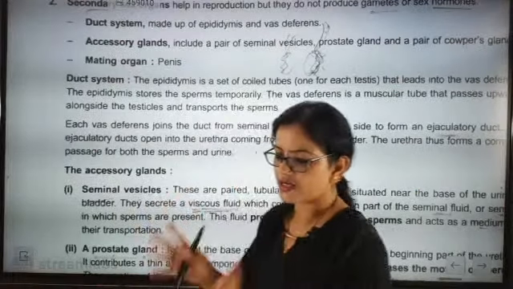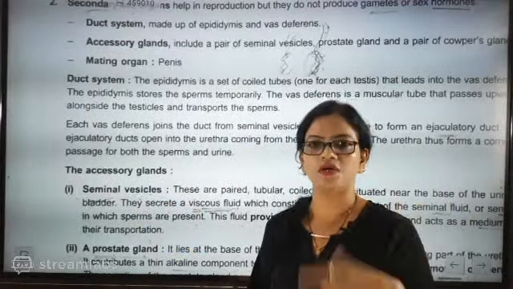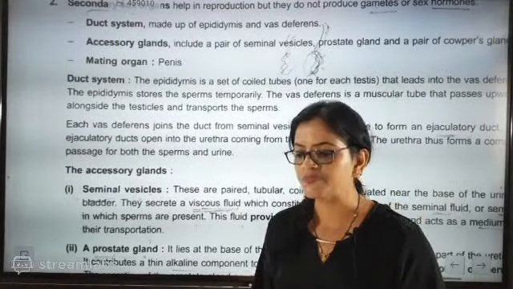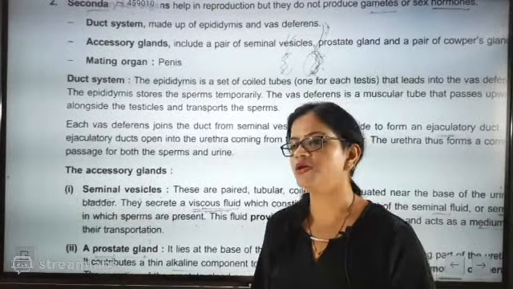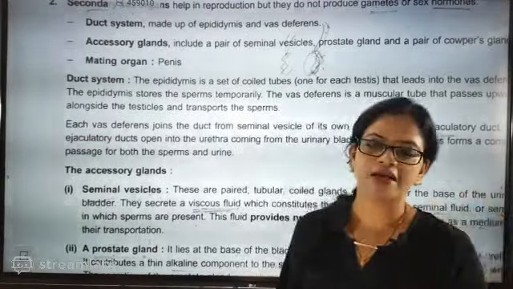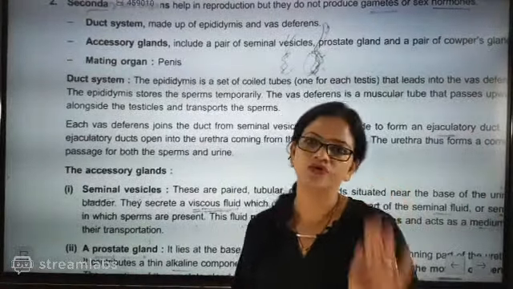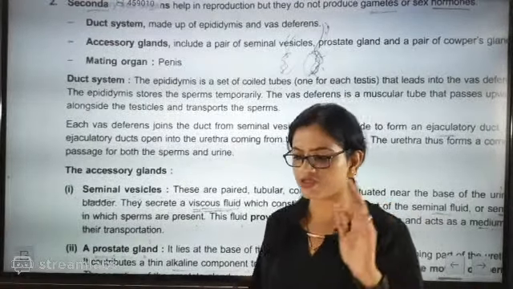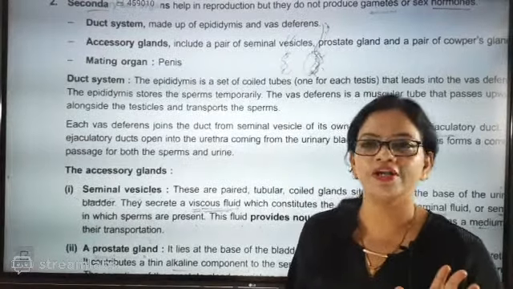So the duct system consists of two most important parts: the epididymis and vas deferens. First, we talked about the primary sex organ, that is the testis. Testis is present in the scrotum. It is outside the abdominal cavity to maintain a temperature lower than the human body temperature.